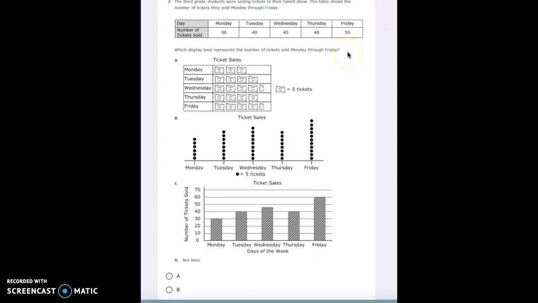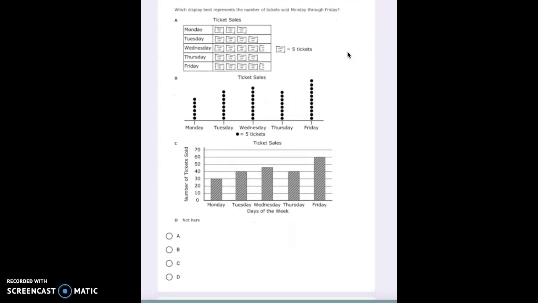Which display best represents the number of tickets sold Monday through Friday? A, B, C, or D? D says not here.